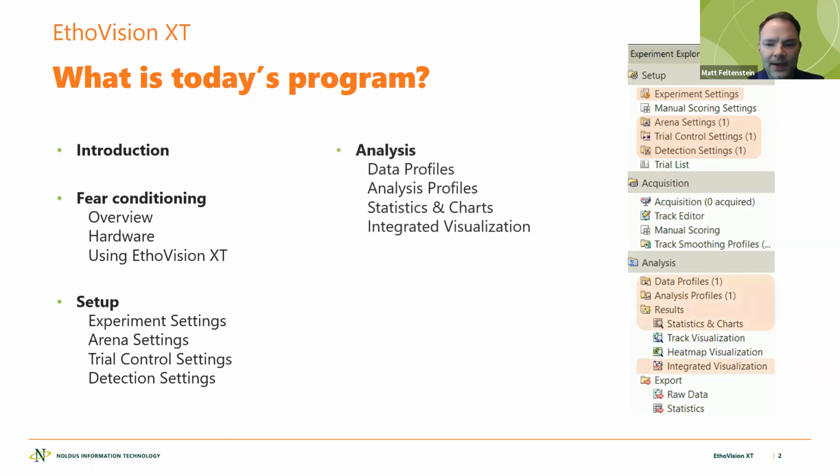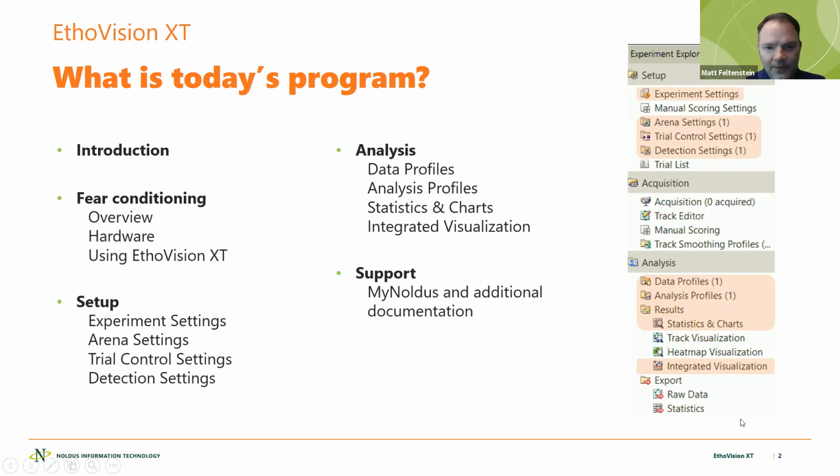We'll also go into the analyses, primarily the data and analysis profile, focusing on the data profile, and how you can use it to pull out segments of time within a trial. So if you have multiple presentations of a stimulus associated with an aversive stimulus like foot shock, and you want to look at the first presentation compared to the second, compared to the third, et cetera, you can use the data profile to pull out data in that way. Also using the analysis profile to set it up in such a way that you can determine freezing behavior, again, based on your specifications. And we'll also look at how you can use the integrated visualization to make sure that the settings work for you.